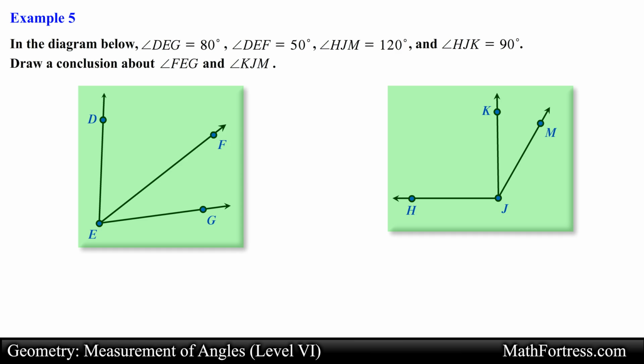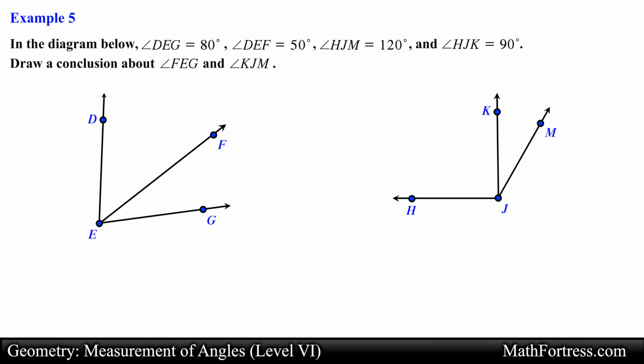In this problem, we are provided with 2 diagrams and are given the measurement of various angles. We are asked to draw a conclusion about the relationship between 2 particular angles. Let's start the problem by labeling all the given angles in the diagram. This way, we can visually see the location and value of all the angles. Angle DEG measures 80 degrees, and angle DEF measures 50 degrees. Angle HJM measures 120 degrees, and angle HJK measures 90 degrees. We can draw a small corner for this angle instead of writing 90 degrees, since it is a right angle.